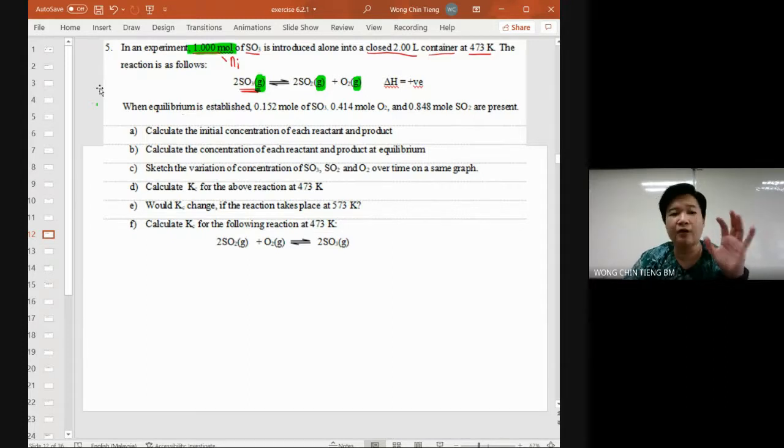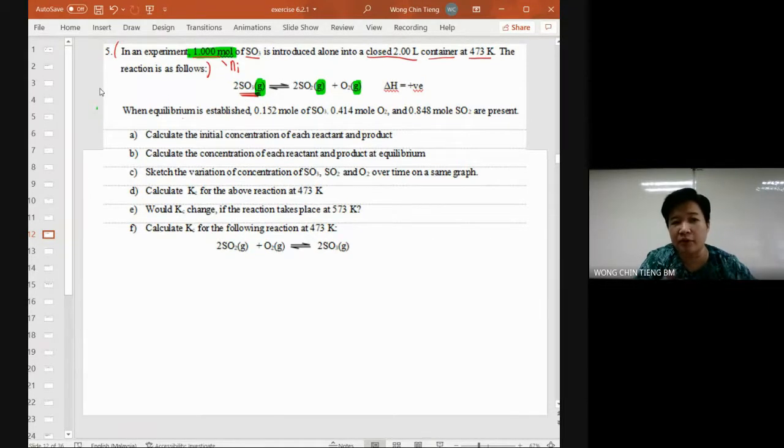And how do I know that in this entire question, the 1 mole is initial? If you read the sentence, in an experiment, 1 mole is introduced alone into a closed container at a certain temperature. In that sentence there is no word equilibrium. So the moment it does not say equilibrium, we assume straight away it is initial, because there are only 3 conditions: initial, change, equilibrium. If it is not equilibrium, we assume it is initial. Therefore, I have the initial number of moles of SO3 given as 1.0 mole.